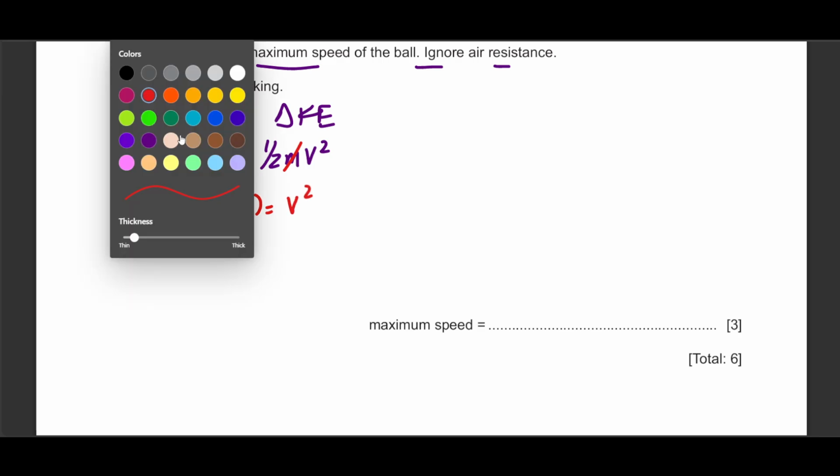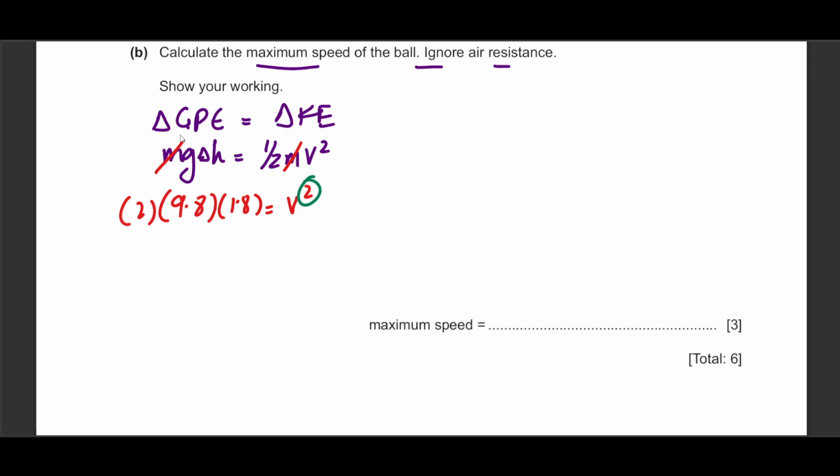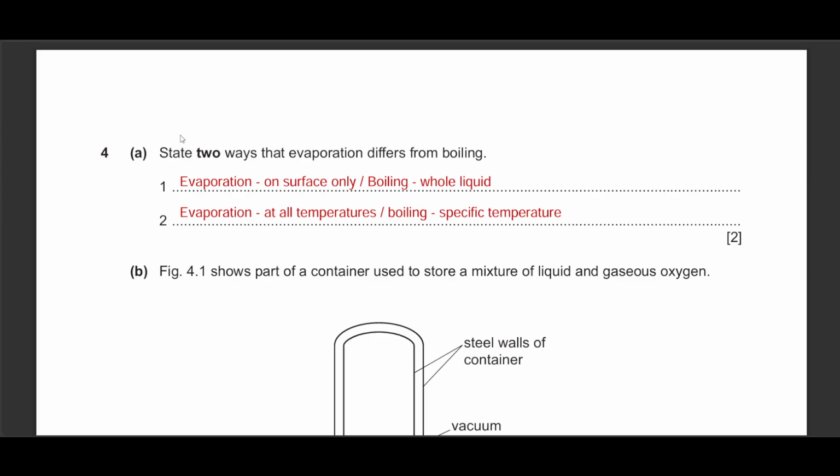Be advised and be very careful. You have to take the square root at the end. This is where students make the most common mistake. So after taking the square root, your final answer will be 5.9396. I will round this off to 5.9 meters per second. Please be advised it is the unit for speed. Don't miss it out.